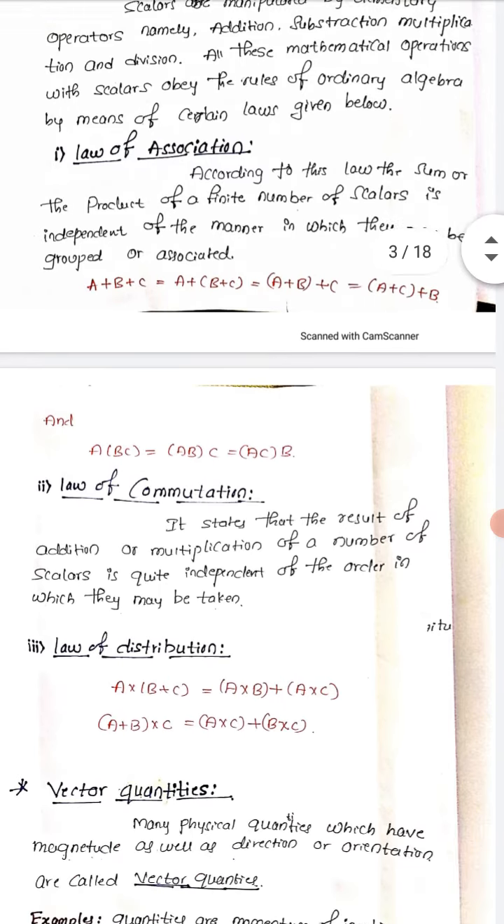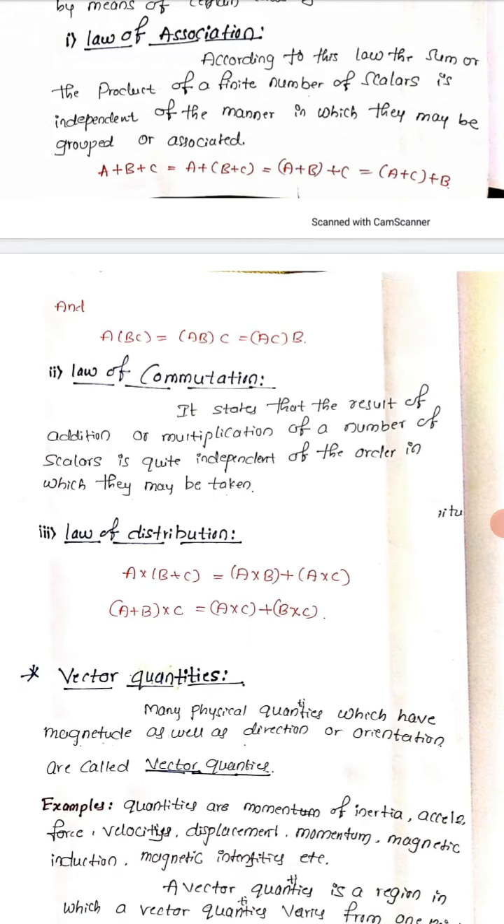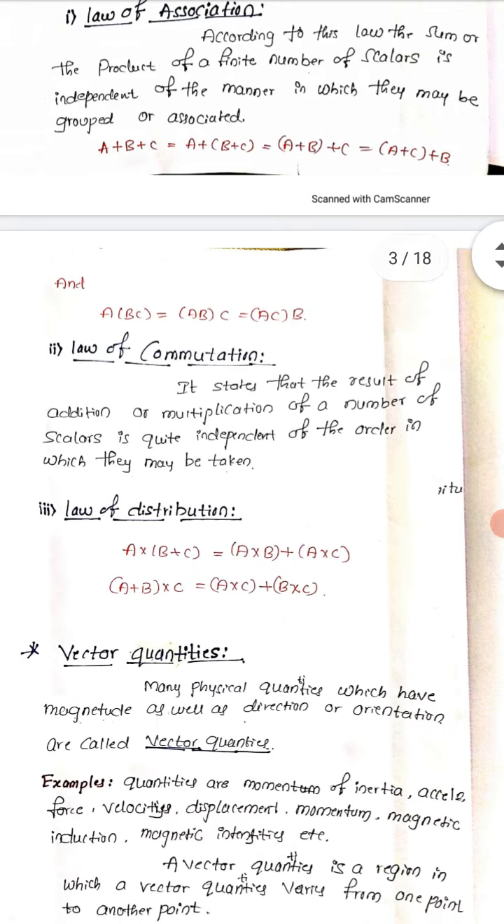Okay, my dear students, the second law is commutation. What is the law of commutation? It states that the result of addition or multiplication of a number of scalars is quite independent of the order in which they may be taken. This is called the law of commutation.